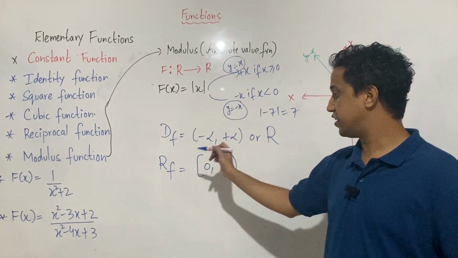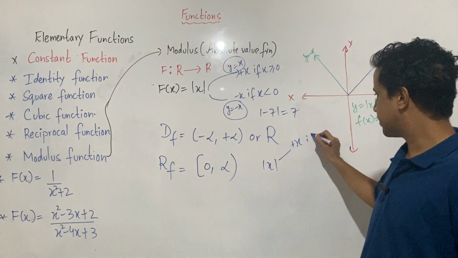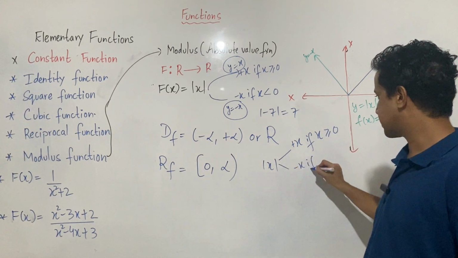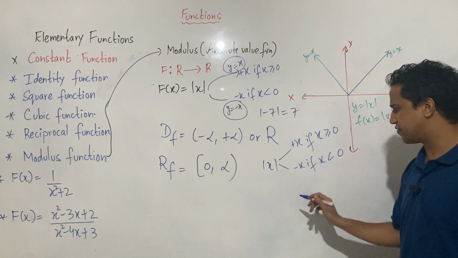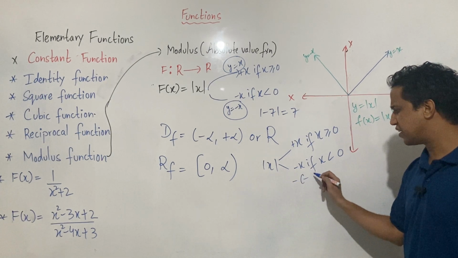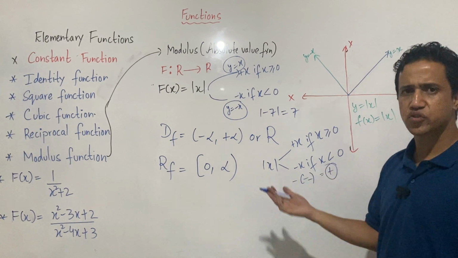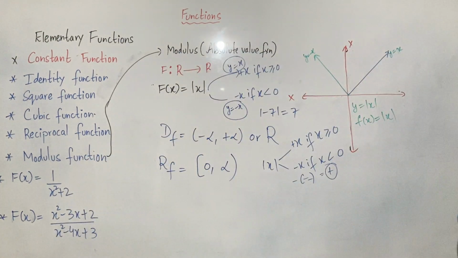It is defined in a way that mod x is x if x is greater than or equal to 0, and minus x if x is less than 0. So if x is less than 0, it is a negative value. So when you add this minus here, minus of minus is going to be plus. So just think logically.